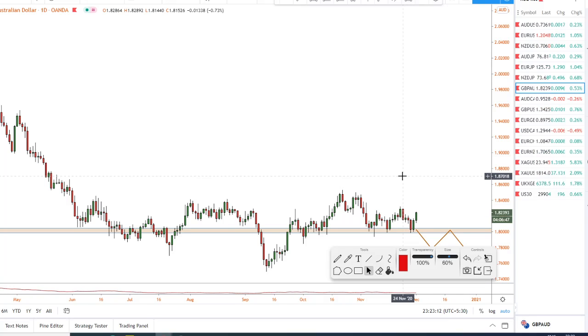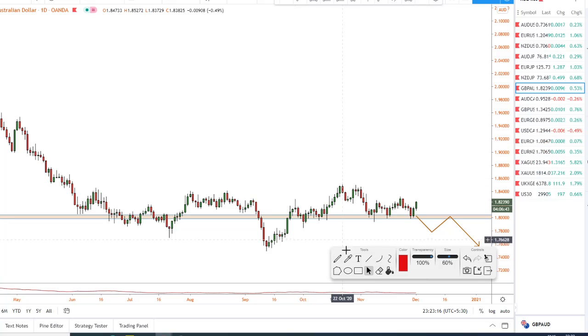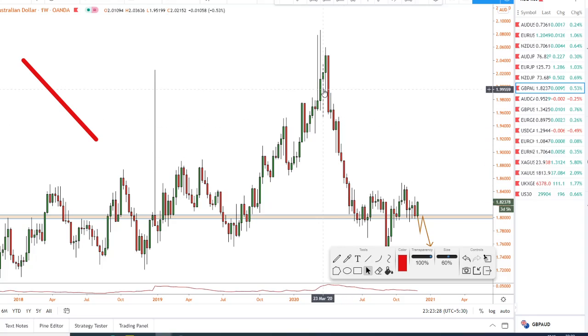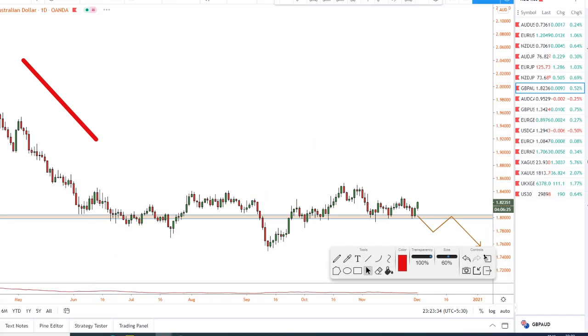GBPUSD. Here we got one selling opportunity as well. As you can see, it's clearly in a downtrend. And if you look at the weekly time frame, which I'm going to switch to now, it's clearly coming down. So basically what I want is that confirmation that the price still wants to go down. Okay, so that's the reason.